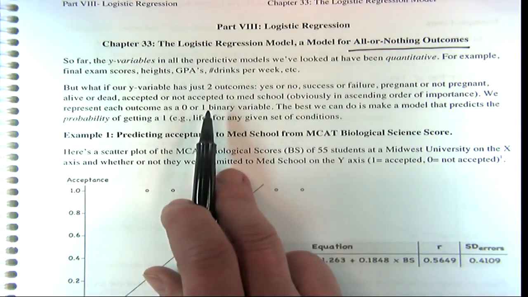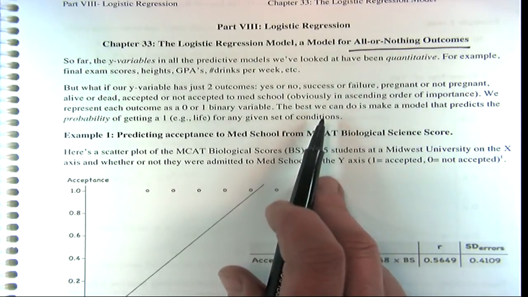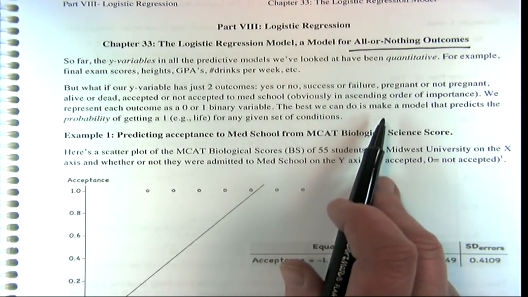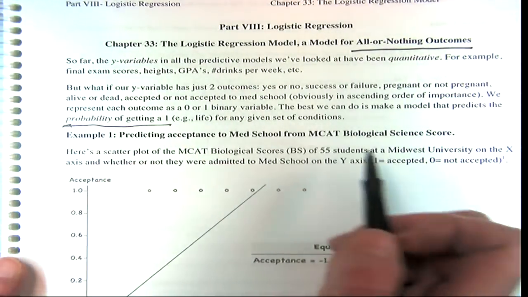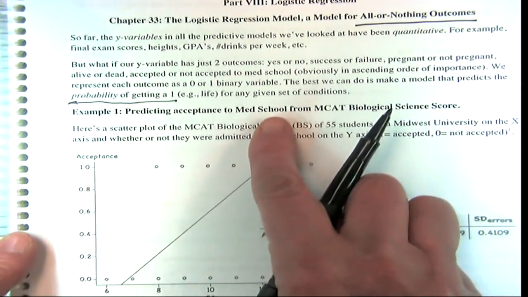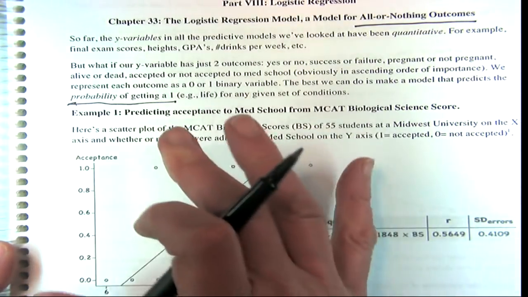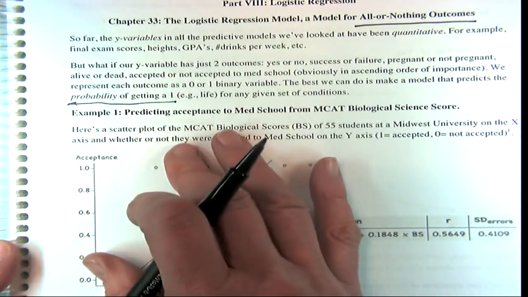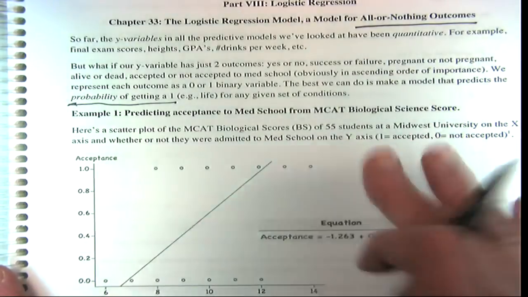So when you think about that, when you're going to predict a 0, 1 variable, really what we want to do, the best we can do, is predict the probability of getting a 1, like the probability of getting accepted to med school. That's what we're going to be looking at in this data set. And you'll see why we're going to have to do something different than our ordinary least squares linear model.